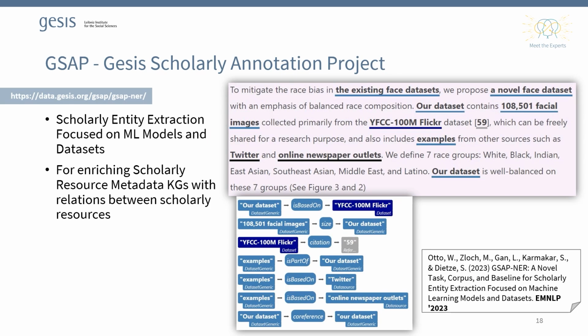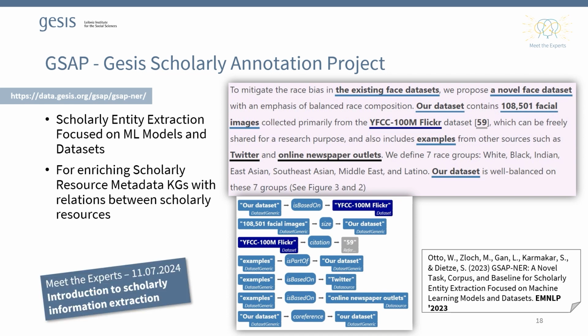I was mentioning automatically generated links. What do I mean here? In our case, automatically generated links are the result of entity extraction pipelines for identification and extraction of dataset mentions in scholarly articles. There will be a Meet the Experts talk in July, which gives an introduction to scholarly information extraction.